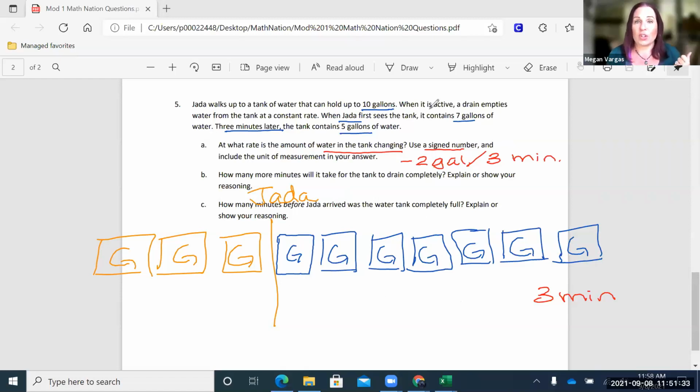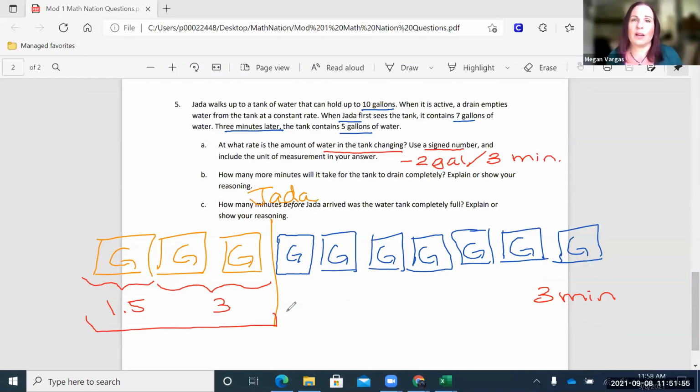So we have to backtrack. It's going to keep the same rate, right? So it would have been 3 minutes for those 2 gallons to empty, and then another 1.5 minutes for that one to empty, right? So if we go back now and we add on 3 gallons, that's how long it would take for the 3 gallons.